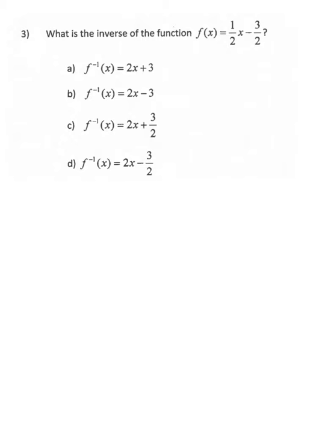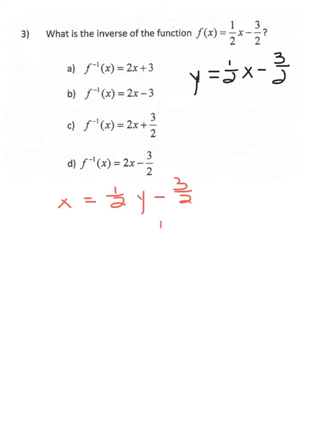Okay, so in order to solve this, we know that f of x really means the same thing as y. So I'm going to rewrite this as y equals 1/2 x minus 3/2. Now to find the inverse, we have to switch the x and the y. So I'm going to make the y an x. I'll do it down here. And I'm going to make that x into a y. And now all we have to do is just solve for y.